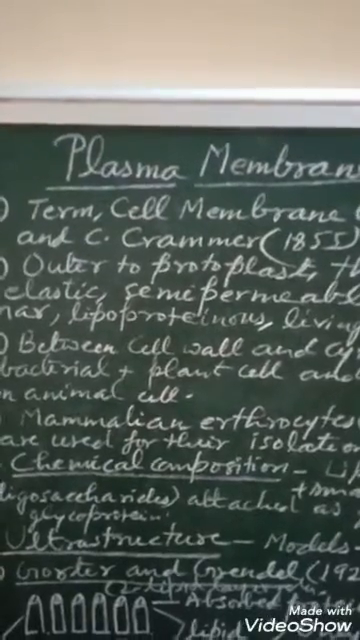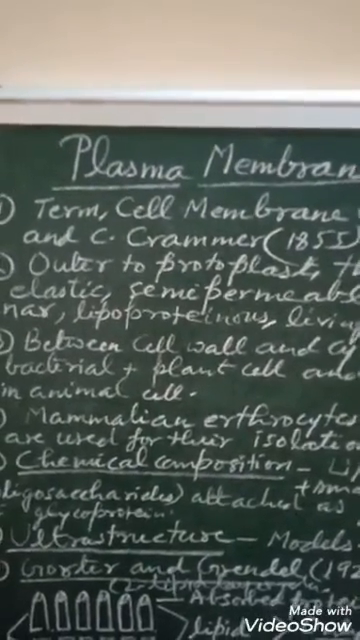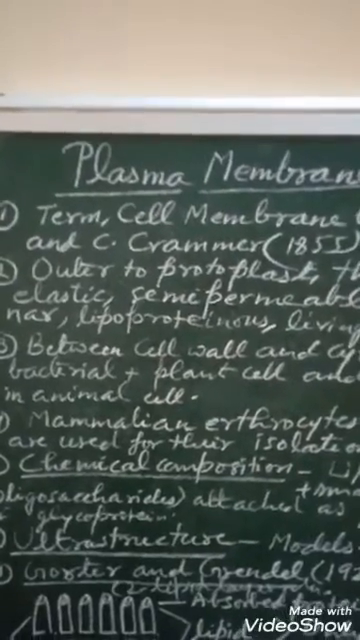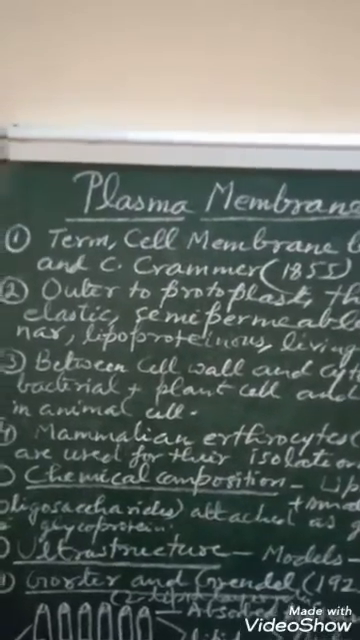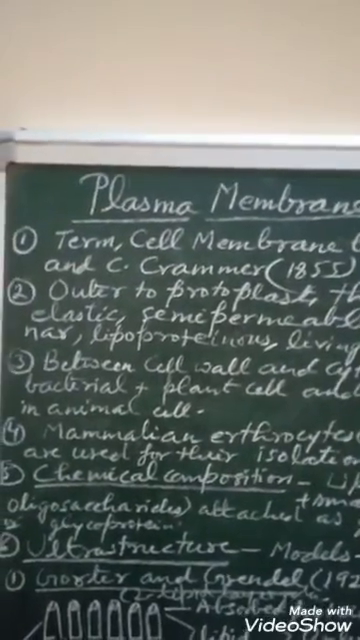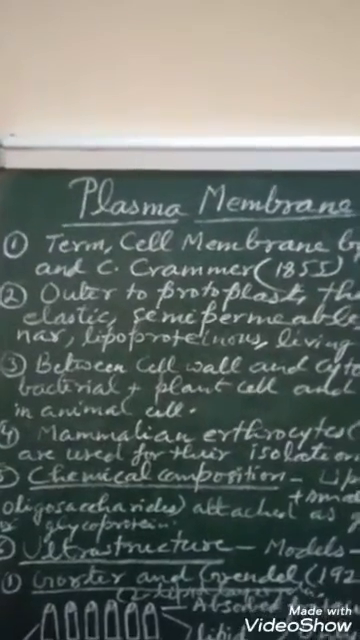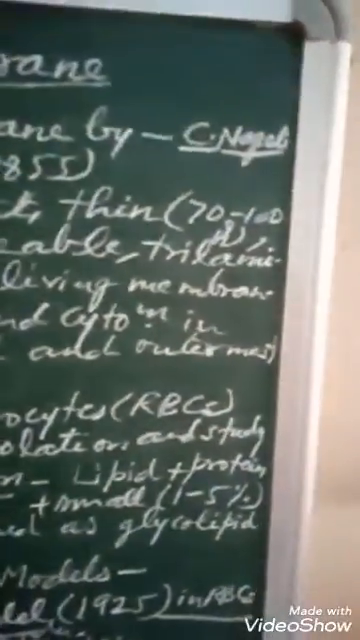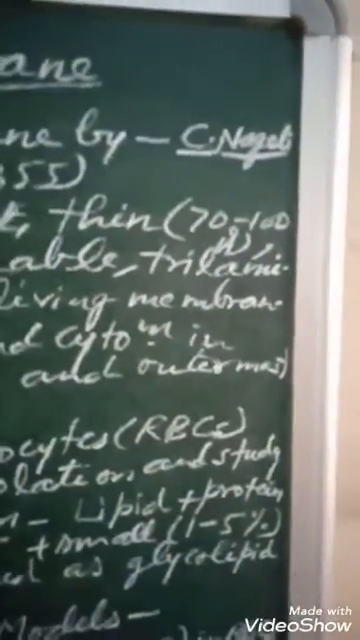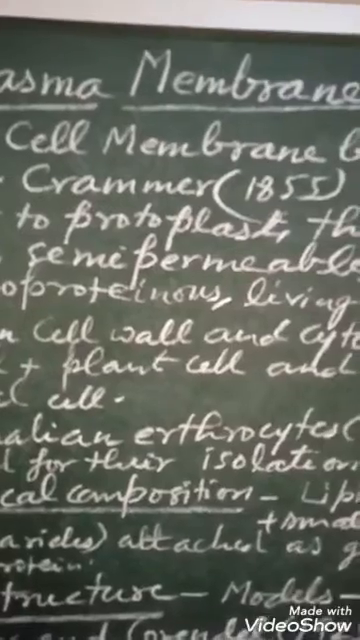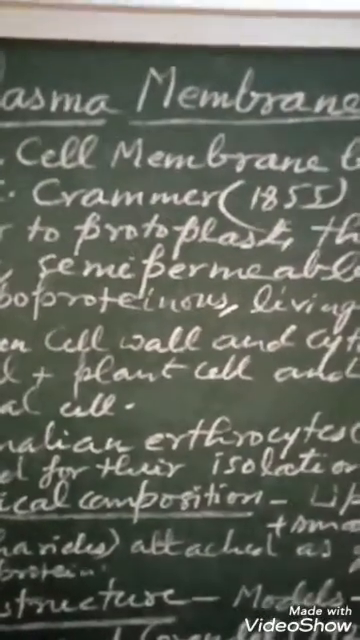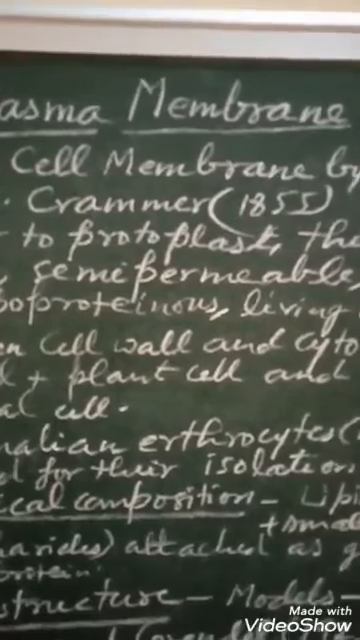Recall the cell, either plant cell, animal cell, or bacterial cell. The protoplast is being guarded or limited by the outermost membranous structure. That is, this is the membranous structure outer to the protoplast. This is thin, 70 to 100 angstrom in thickness, elastic, semi-permeable, that is, it permits some materials to pass through it. It means it is selectively permeable.